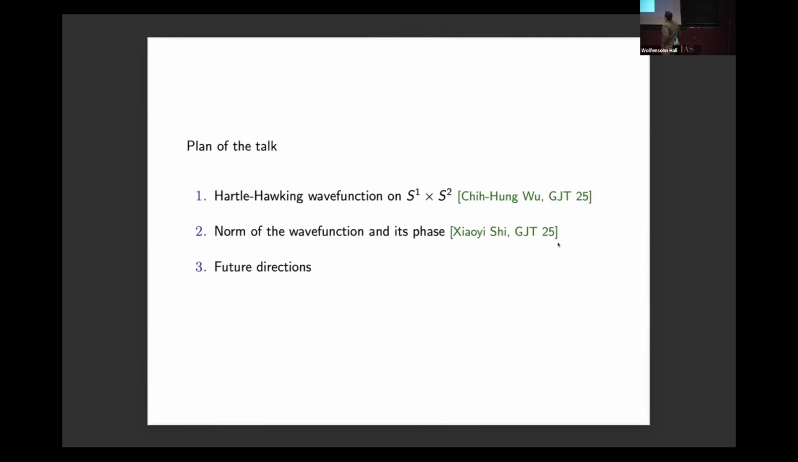Okay, this is the plan of the talk. The first part will be about the paper I wrote with a postdoc at the University of Washington, Chi-Hung Wu. The second part will be about another paper I wrote with a graduate student, Xiaoyi Shi. And then I will conclude with some future directions.